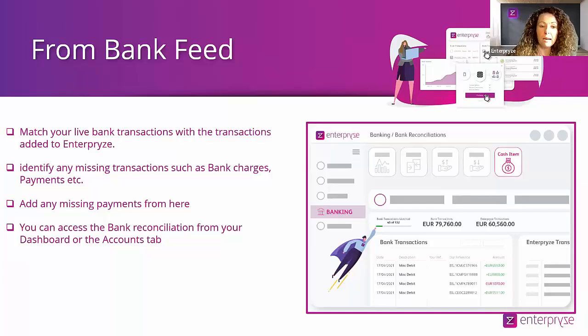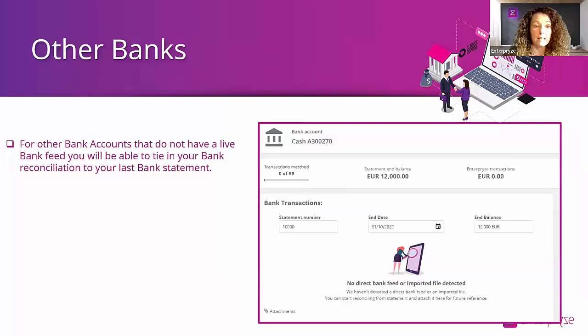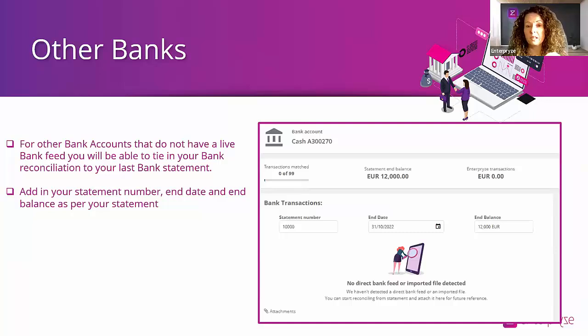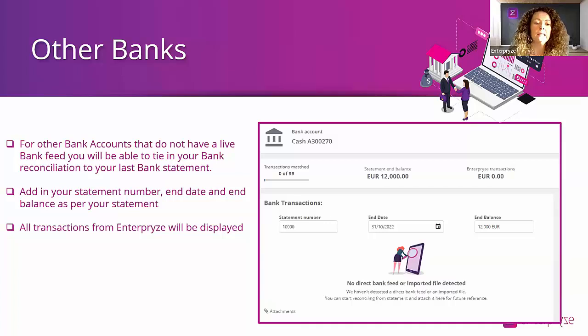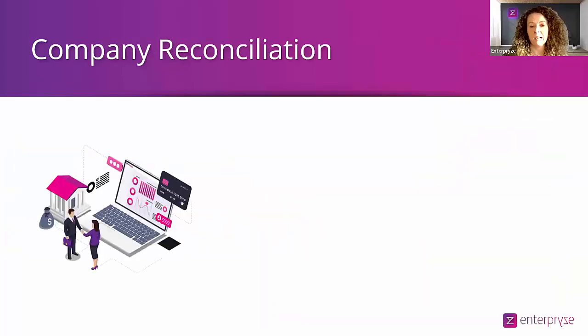You can access the bank reconciliation directly from the dashboard or on the Accounts tab. And then for other bank accounts, this is it here. All you have is your statement end balance. You've got the end date, you've got your statement number, and all you're doing is simply selecting or ticking off transactions that are required to be reconciled. We will look to improve this and make this better to work and align with your bank statement better this year as well. All transactions from Enterpryze will be displayed. You won't see anything from your actual bank account. You can, of course, add any missing payments as well from there as you go through.